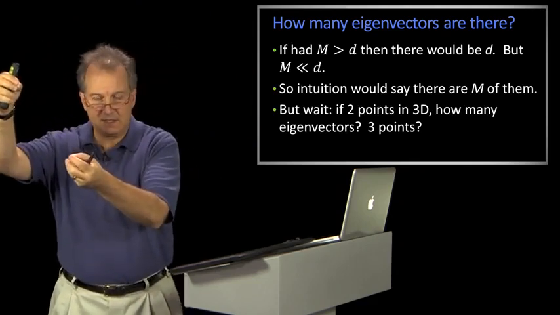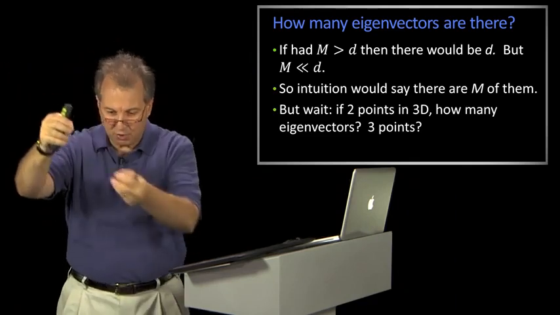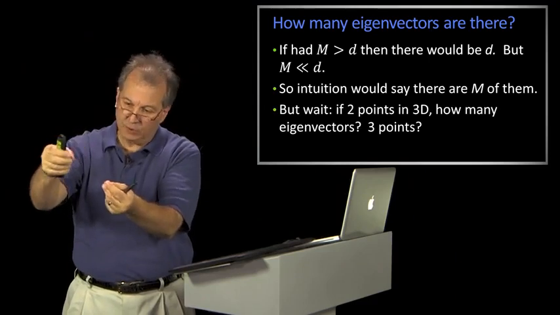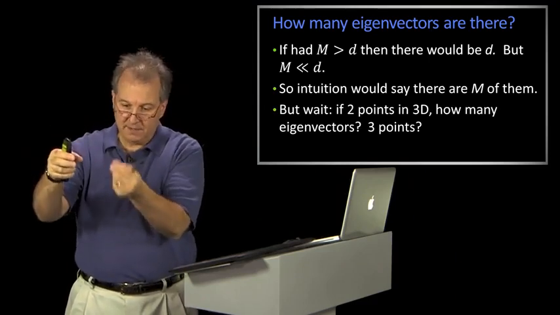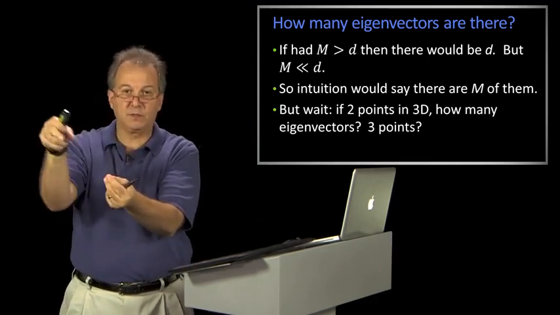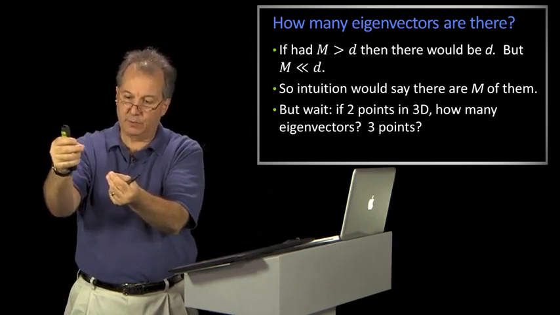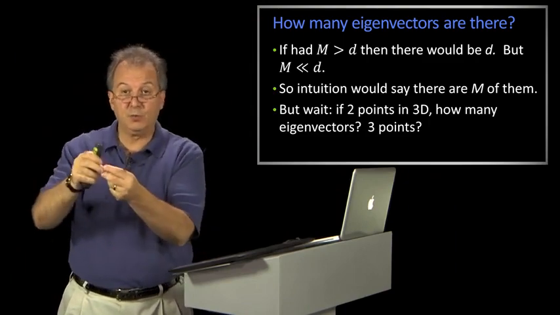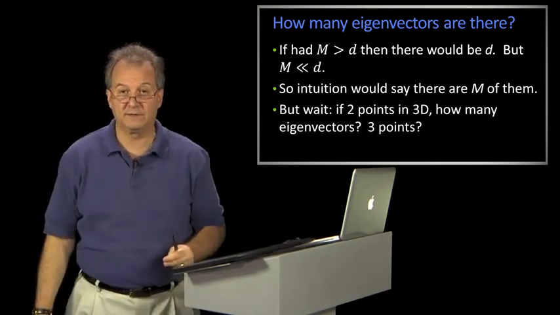And the reason is I have to think about subtracting off the mean. And once I subtract off the mean, actually I only have 1 degree of freedom, because the origin is going to be halfway between those 2 points. So once you tell me where one of the points is, I know where the other one is. So there's only 1 degree of freedom. So with 2 points, there's only 1 possible eigenvector.